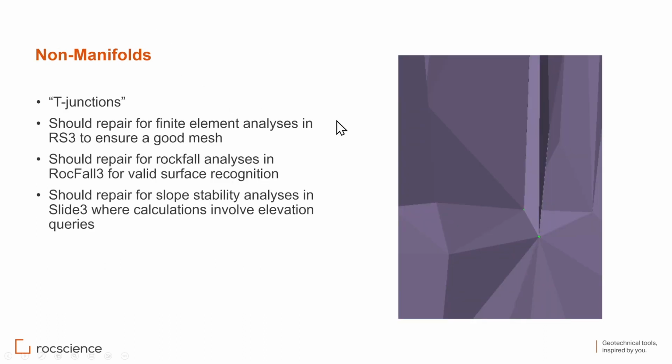The last defect type is non-manifold, and non-manifolds can be described as T-junctions. So in finite element analyses in RS3, non-manifolds can result in poor mesh quality as well as poor convergence in materials with plasticity. In Rockfall3, non-manifolds can affect contact detection. And in Slide3, non-manifolds can interfere with calculations that use elevation queries. So non-manifolds should always be repaired.